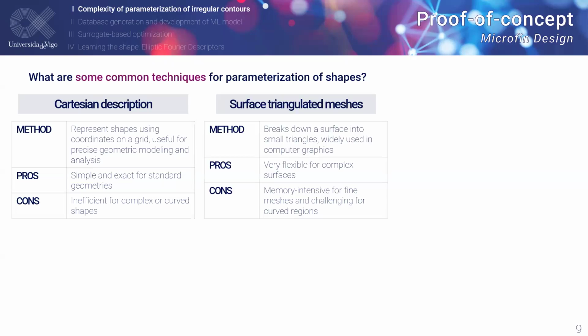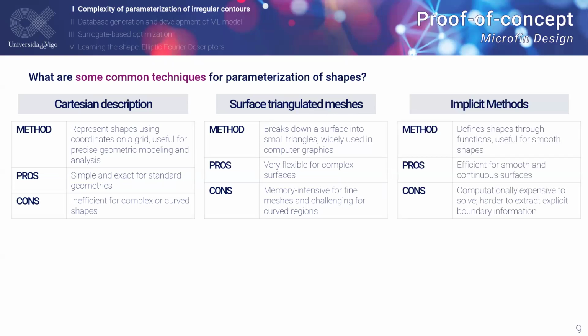Other alternatives could be, for example, surface triangulated meshes, which are a good alternative. They're very flexible for complex surfaces, but they're really memory intensive. So this could be an option, but still there's a lot of computational resources that we would need to do this. And we have a really, let's say, special way to characterize our microfins. So this was not a good idea either.